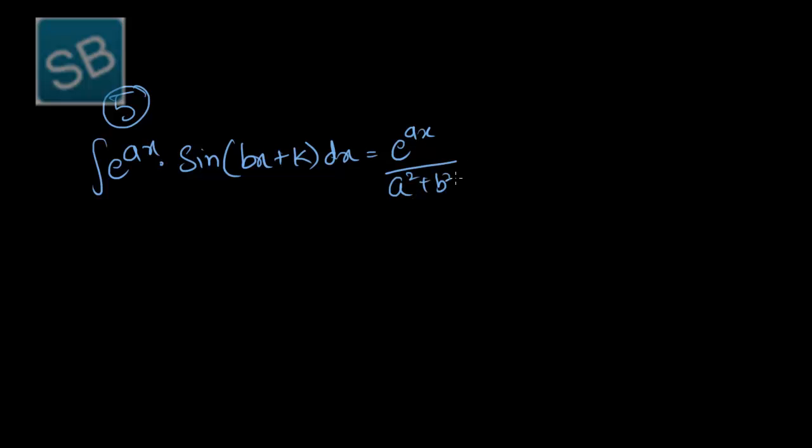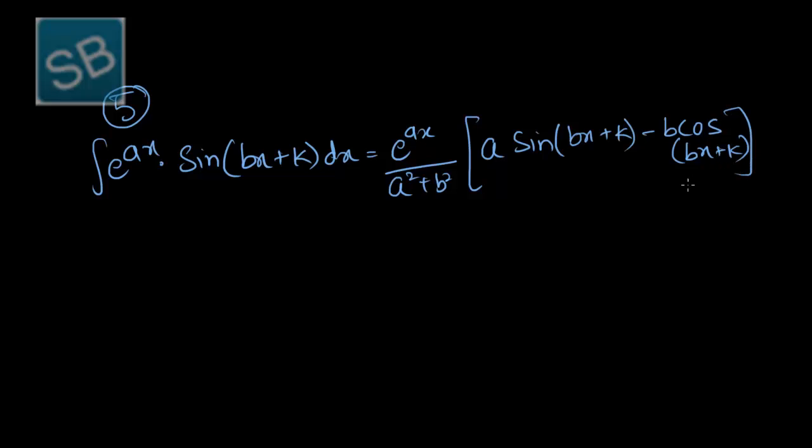that is, integral e raised to power ax into sine bx plus k dx, k may be 0 sometimes, is equal to e raised to power ax over a square plus b square in the bracket a sine bx plus k minus b cos bx plus k, plus c, where a and b are not equal to 0. So we have to prove this result.